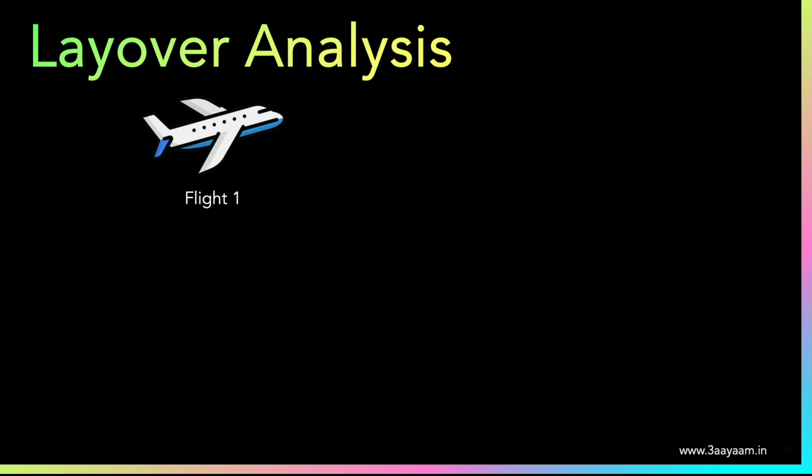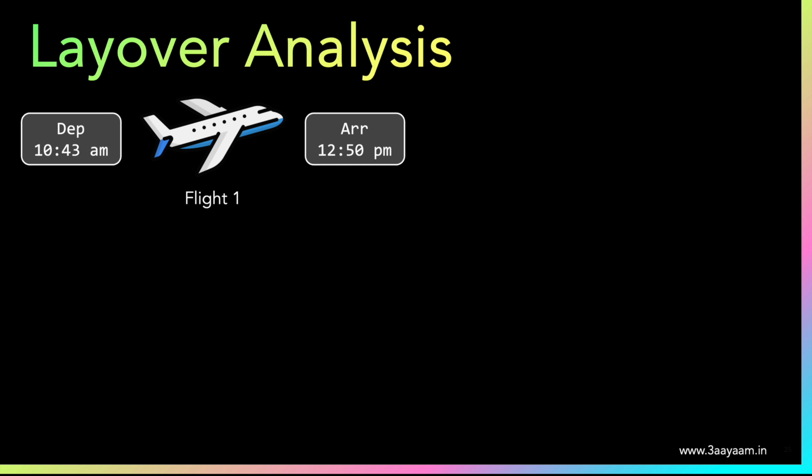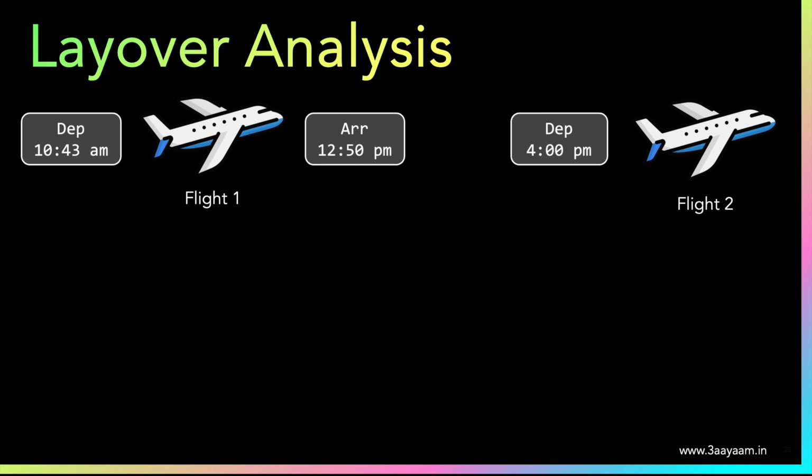So let's say this is my first flight and the departure time is 10:43 a.m. The first flight starts from the source at 10:43 a.m. and it arrives at the destination at 12:50 p.m. So the total travel time is approximately 2 hours. Then let's say there's a second flight whose departure time is 4 p.m. After the second flight, the passenger would reach their final destination.